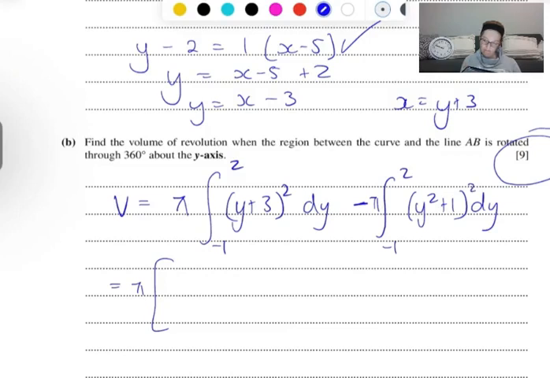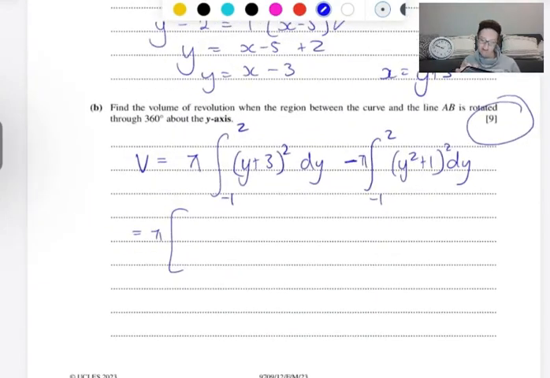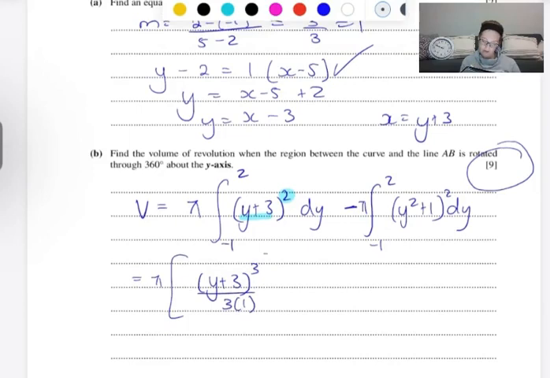So here, okay, they did give me an extra page. I'm just checking how much work I need to do. Okay, so here I can use the reverse chain rule because my equation inside is linear. It must always be linear. Right, so I can just say y plus 3, I'm going upper power, divide by the new power, divide by the coefficient of y, which is just 1. Okay, and I'm going between minus 1 and 2. The other thing I can't integrate because the inside is not linear. Okay, so if you're doing the reverse chain rule, your inside must be linear.